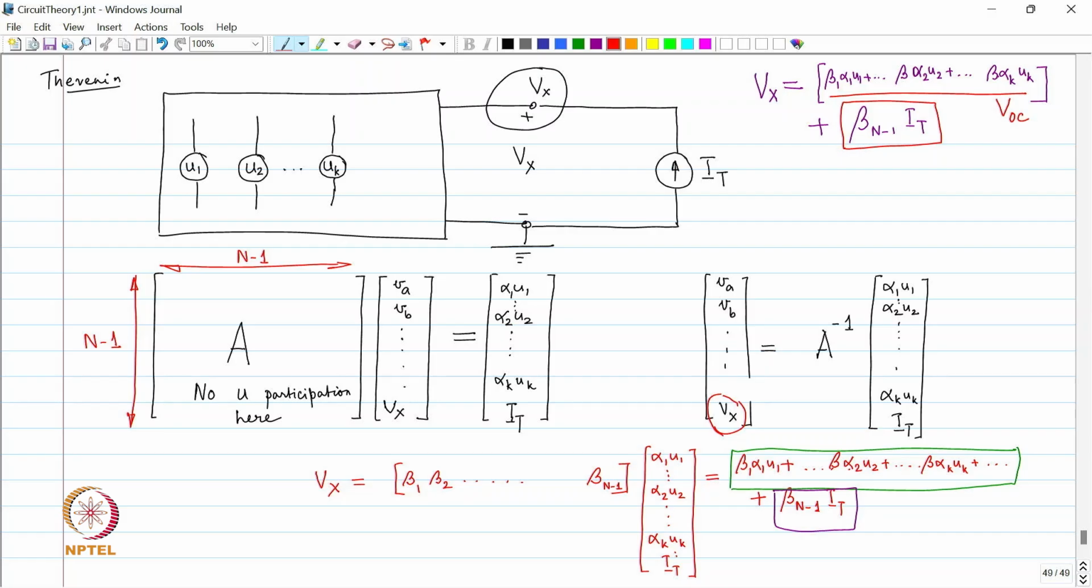All right. So, I have got two parts. First, I have got V x is nothing but V o c plus beta n minus 1 I t, right. V o c is 0 when all independent sources inside are 0. Correct?